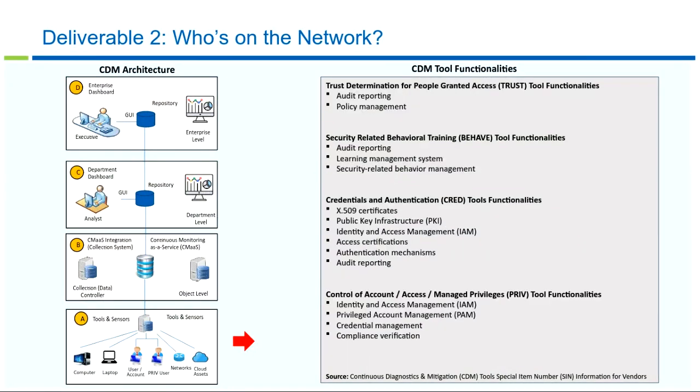Under who's on the network, we start with trust for people granted access. We have audit reporting and policy management. Under security-related behavioral training, we have audit reporting, learning management system, and security-related behavior management. Again, audit reporting is important here because the audit will tell us whether or not the individual getting access based on trust and behavior is meeting the ultimate requirements. We have to report back on what they're currently doing versus what they're required to do.